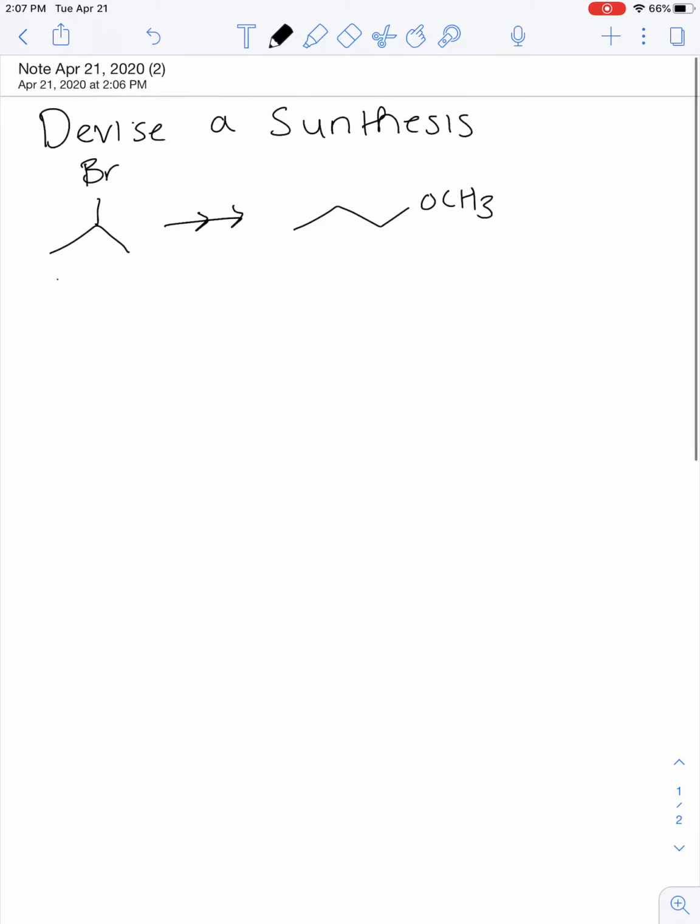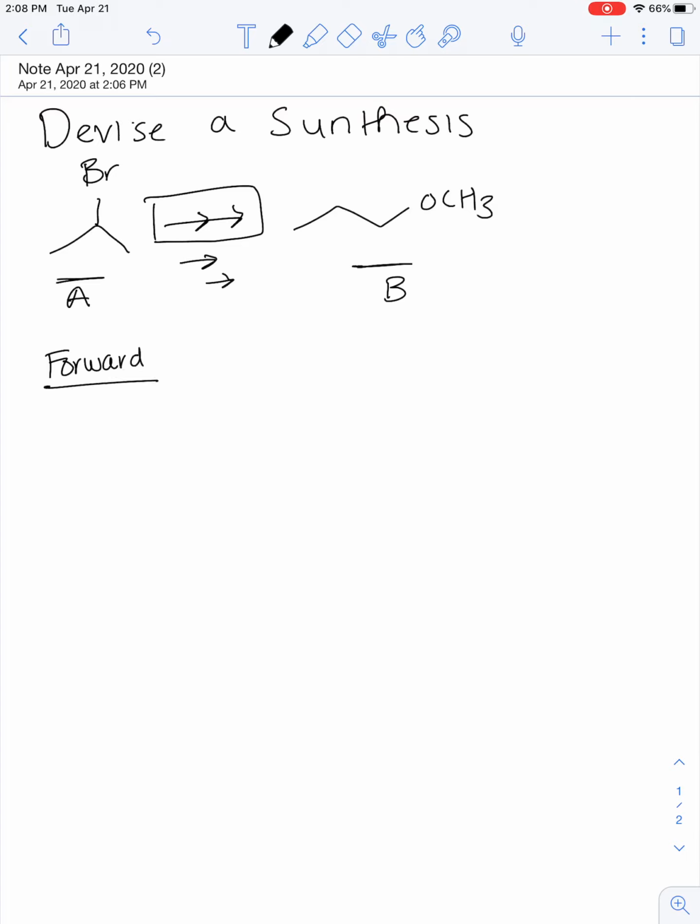So you would be given both the reactant and the product, and then you will be shown this double arrow. It can be shown in this manner, or you sometimes will see it in this manner. And what that indicates is that there's going to be more than one step required for this reaction to proceed from A to B. So we can look at it in a few different manners. We can look at it in the forward direction, and we can look at it in the backwards or the retro direction.